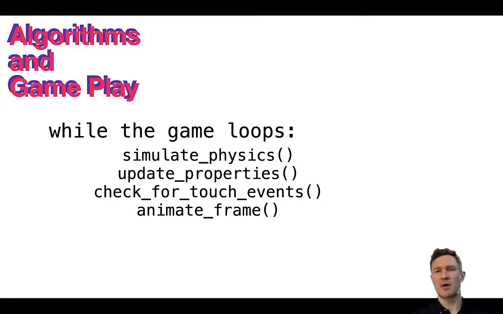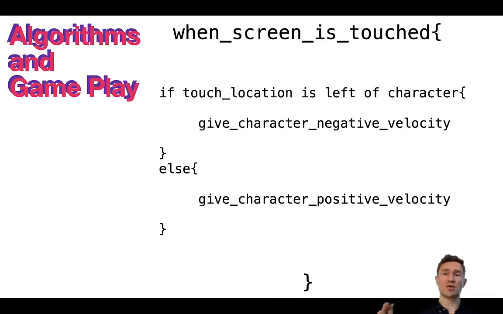Let's look at some pseudocode that we're going to be using for the algorithms that move the character Bob around the screen. So the first thing is, when the screen is touched, I want to figure out where that location is relative to the character. If I touch the screen to the left of the character, I need to give that character a negative velocity so it starts moving that way. Otherwise, I want to give it a positive velocity so that it moves in that direction. So if it's to the left, give a velocity that's negative. If it's positive, give the character a positive velocity.